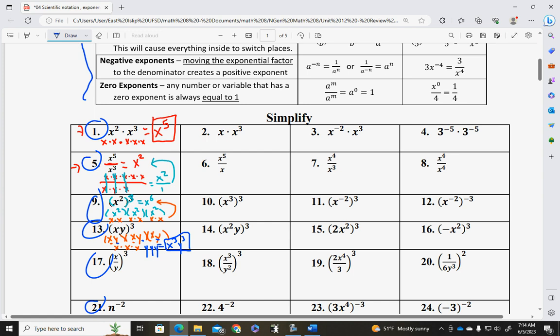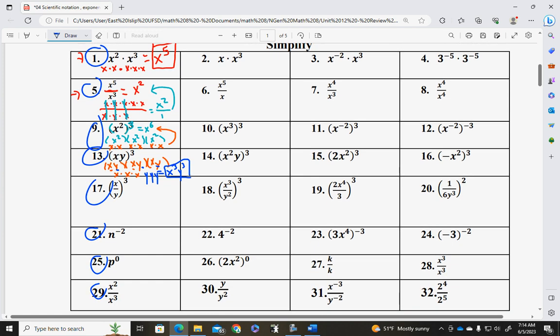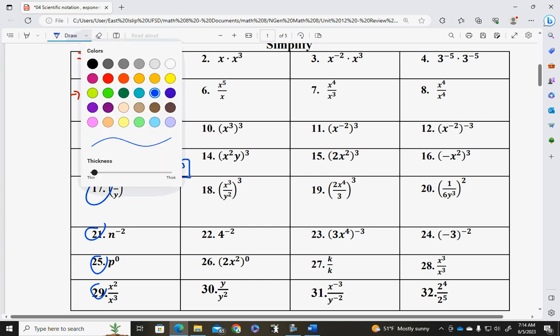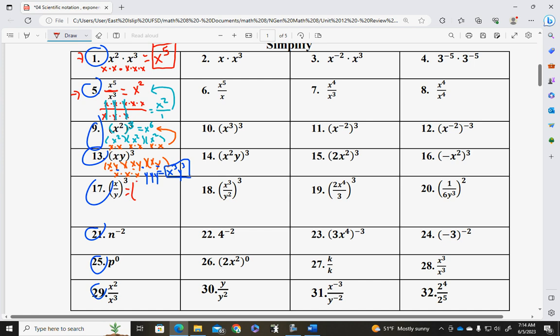On number 17, when you have a fraction in parentheses to the 3rd power, it really means that that fraction is being written out 3 times. So I have x over y times x over y times x over y. Now look at it separately. In the numerator, I have x times x times x, that's x to the third. And in the denominator, I have y times y times y, that's y to the third. That's the final answer. X to the third over y to the third.